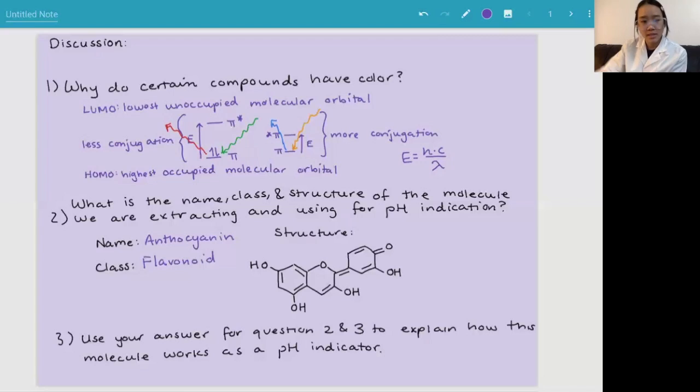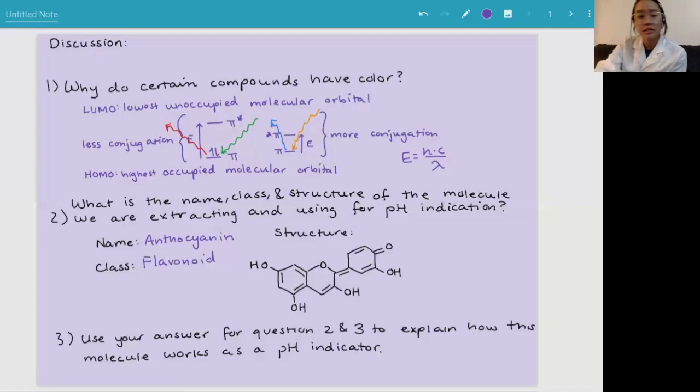So the name is anthocyanin, and it is part of the flavonoid class of compounds that are typically found in plants that are blue or purple. So that's why we use purple cabbage. The structure looks similar to the one presented here, but there are different groups that can be substituted. But this is the easiest molecule for the explanation. So question 3 is bringing it all together to explain how it works.